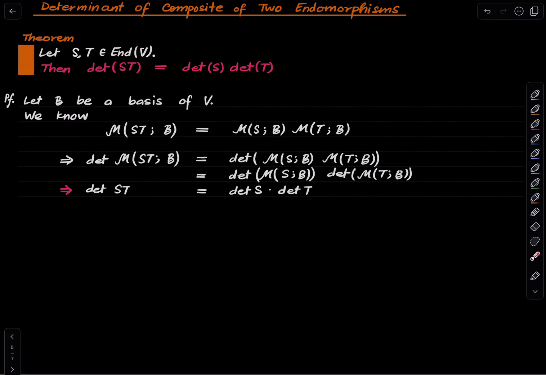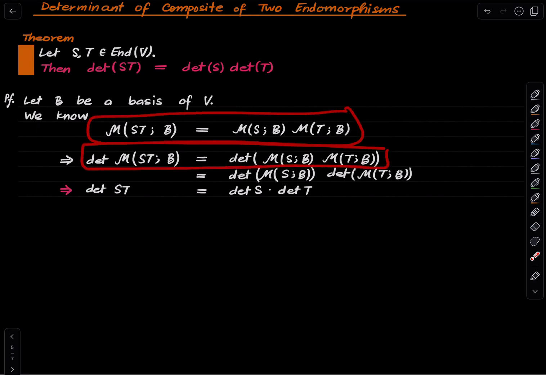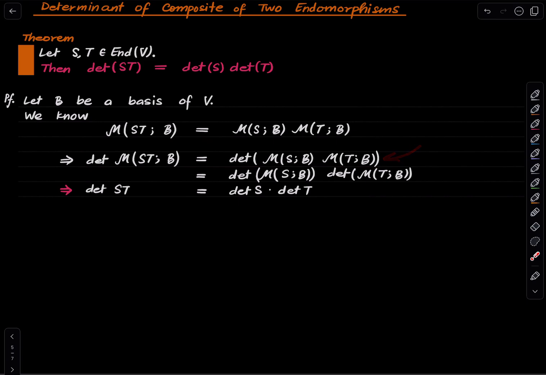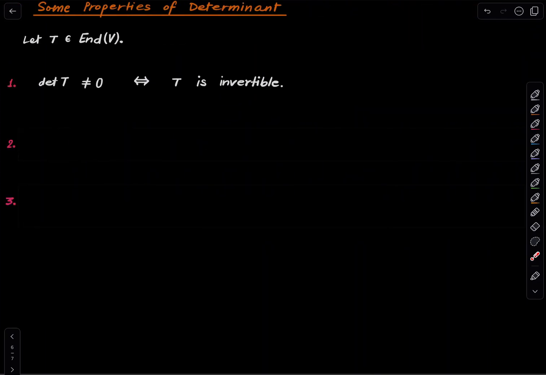The difficulty is, of course, in this step. The entire mathematics went in this step and also in this step, but mainly in this step. But we proved it in a previous lecture. Okay. So now we will finish this lecture with just some basic properties of the determinant of an endomorphism.